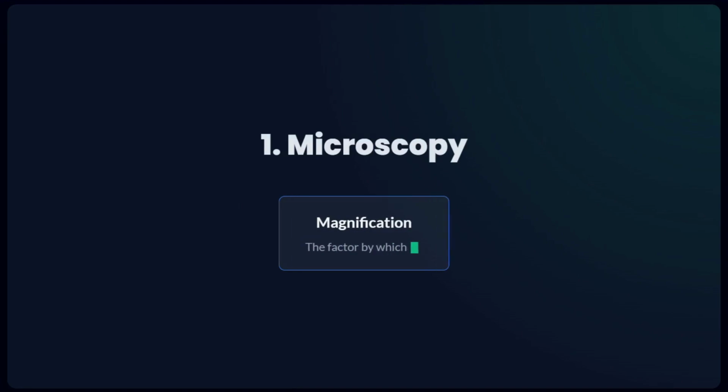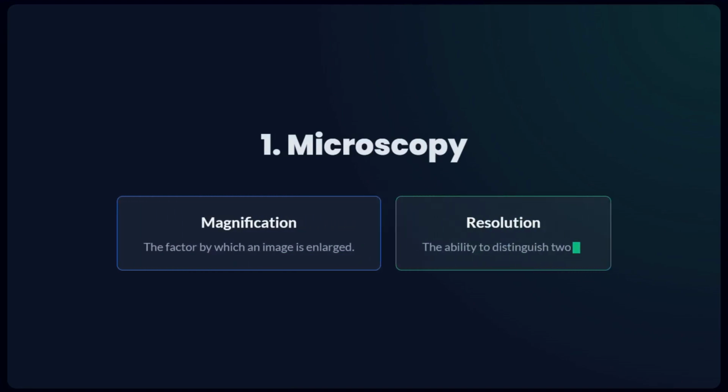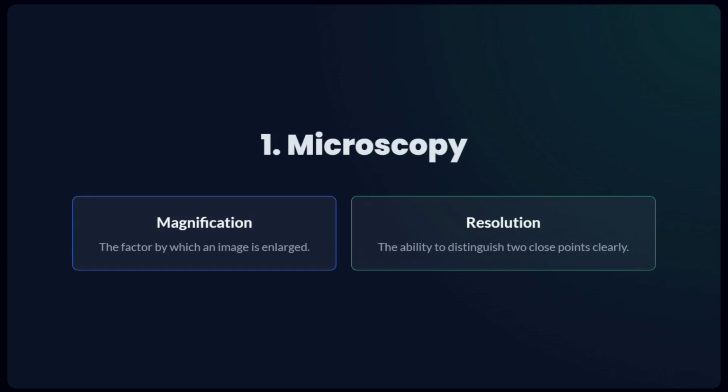First up is microscopy. It is critical to distinguish between magnification and resolution. Magnification simply increases the apparent size of an object, while resolution determines the clarity and amount of structural detail you can actually see.